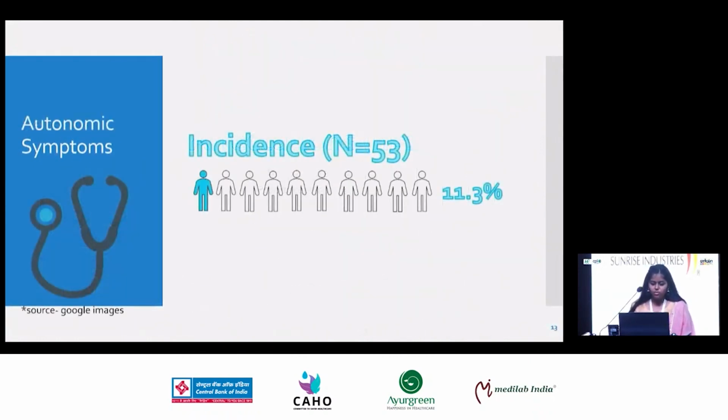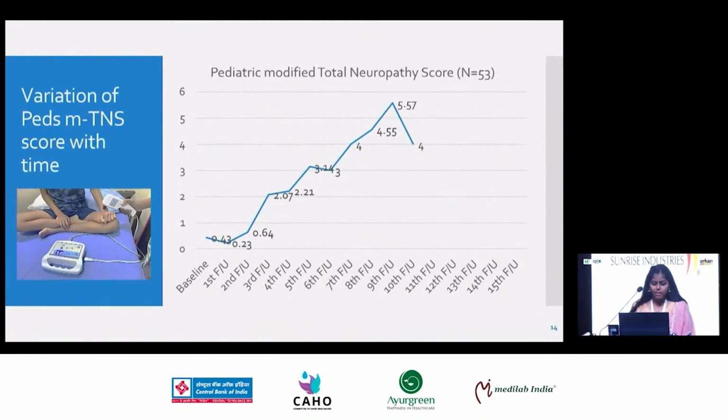Autonomic symptoms accounted for 11.3%, which included orthostatic hypotension and thermoregulation. The following chart depicts the change in the score of the pediatric modified TNS score. A statistically significant change was noticed after the 4th week of follow-up, which coincided with the study of Nama et al., 2020, which also showed similar findings. A study by Tay et al., however, shows a later significant change, 8 to 12 months after the administration of the first dose of vincristine.